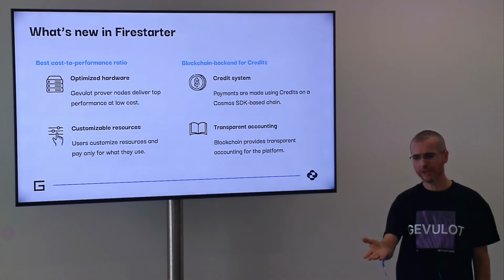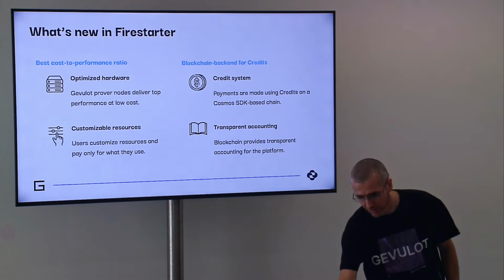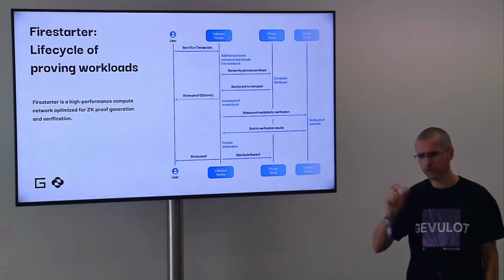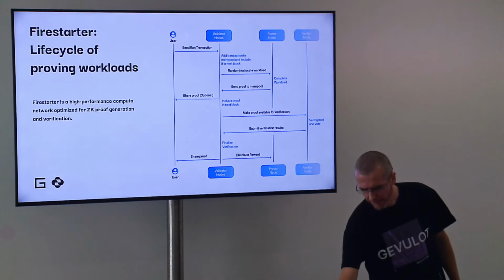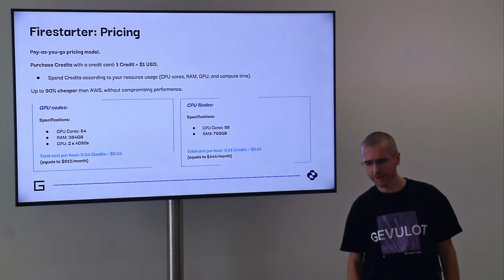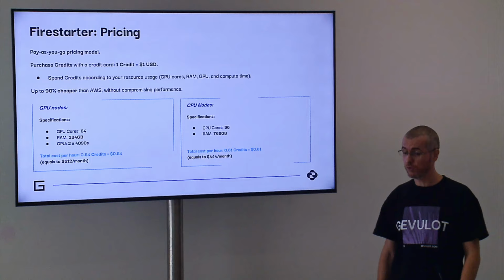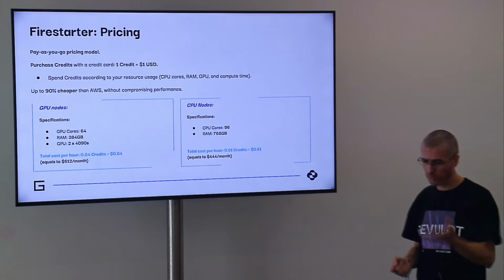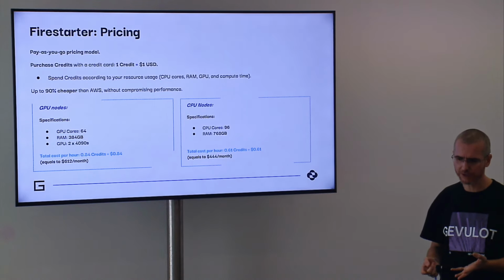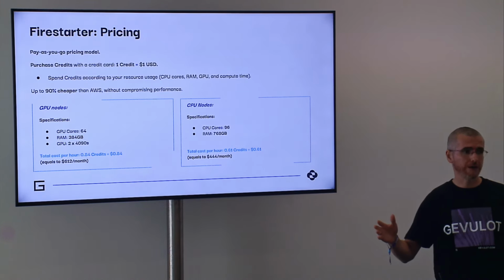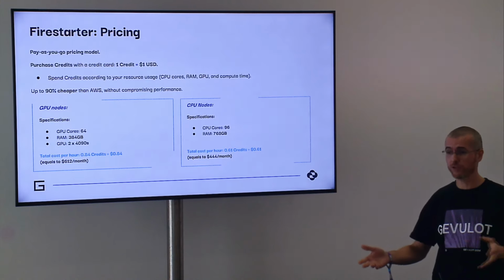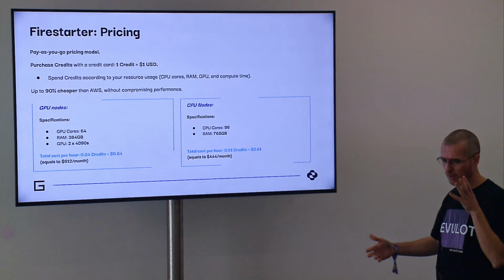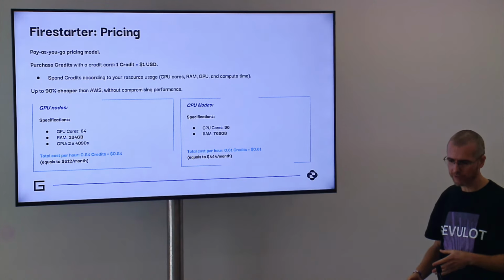I already mentioned credits here. You need to buy credits to be able to start proving on Gevulot, like on Firestarter. One credit is one USD. Let me go to this slide, and then I'll go back to the actual life cycle of a proving workload. So a little bit about the pricing of Firestarter. It's a pay-as-you-go pricing model, so you pay for the resources you use and for the time you use them. As I mentioned, one credit is one USD.